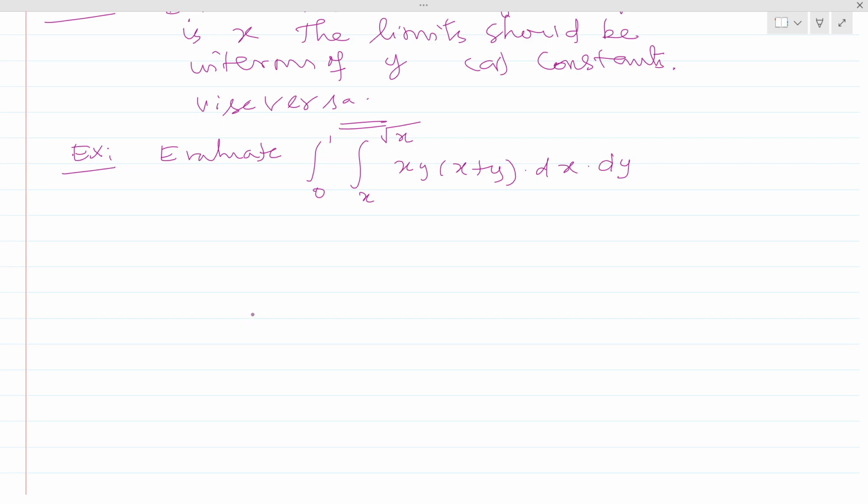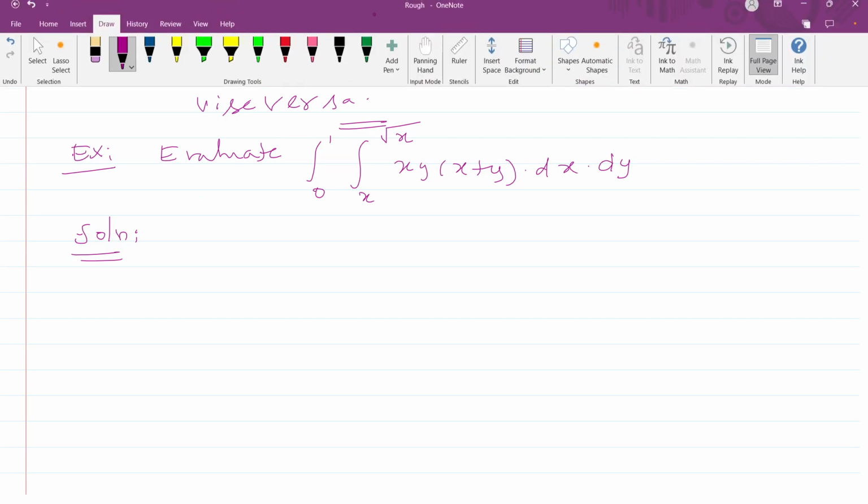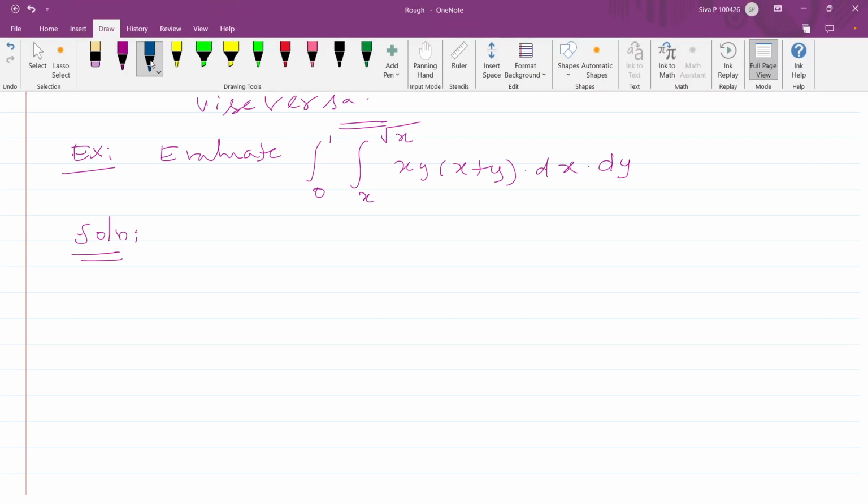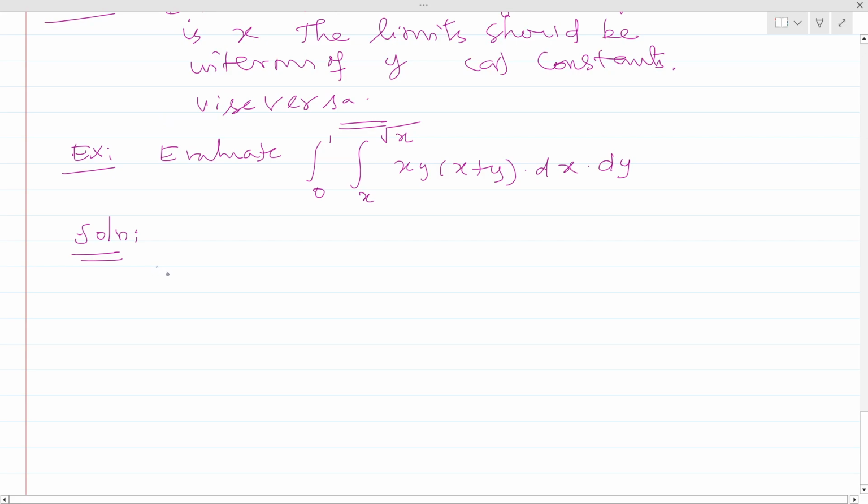Just now I told you what the mistake here is. You can take one or two minutes and identify it. See the limits. The limits are in terms of x, and the inner integration variable is also x. In case it is x, the limits should be in terms of y. Otherwise, what you have to do? You have to change that order.